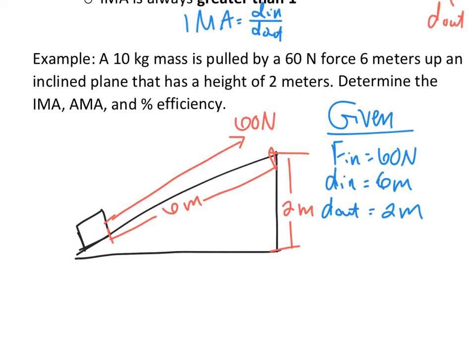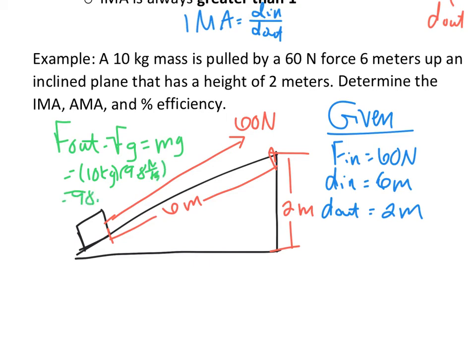It tells us that the mass is 10 kilograms. So output force, F out, is always the weight, which is F g, which equals m g. So my mass, 10 kilograms, times g, 9.8 newtons per kilogram, equals 98 newtons. So F out equals 98 newtons.